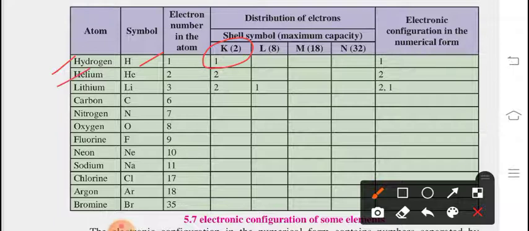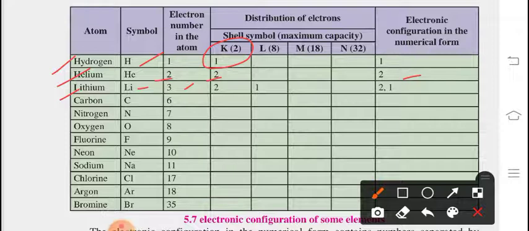Next is helium. The symbol for helium is He. The electron number in the atom is 2, so 2 will come over here only. Now lithium. The symbol of lithium is Li. The electron number in the atom is 3.